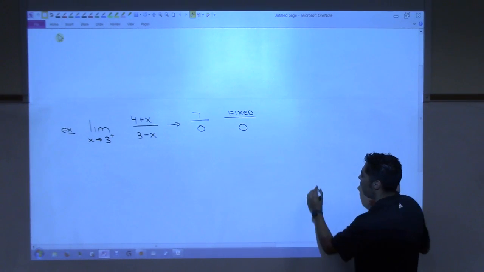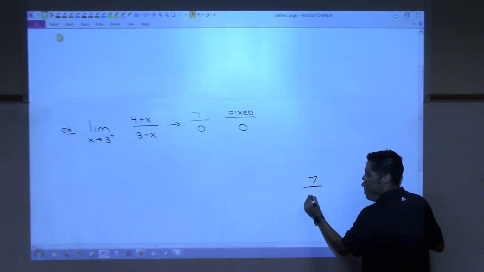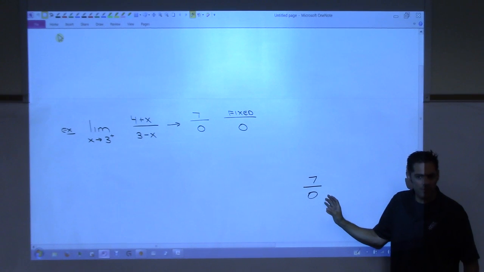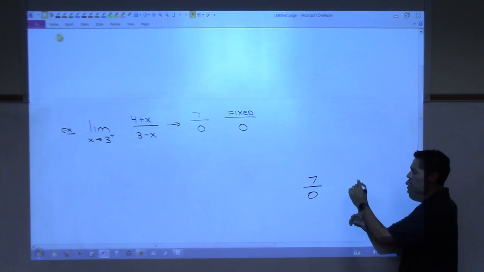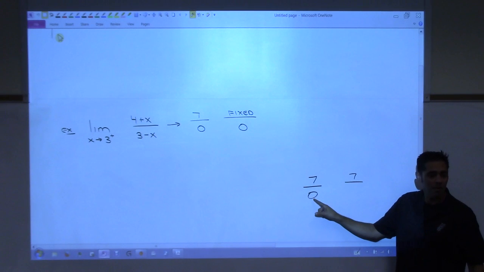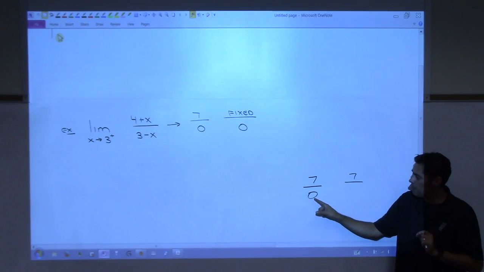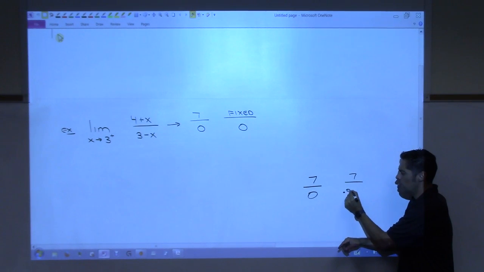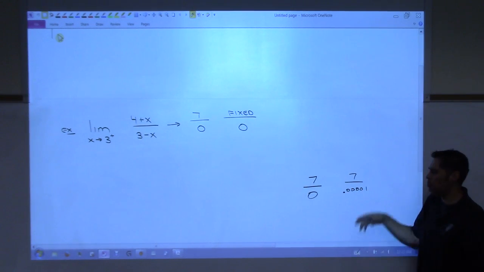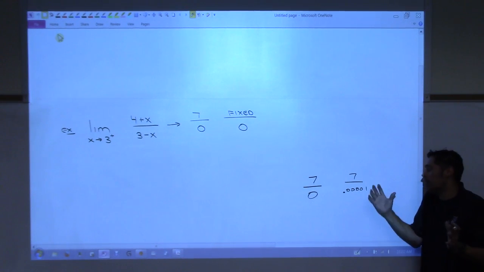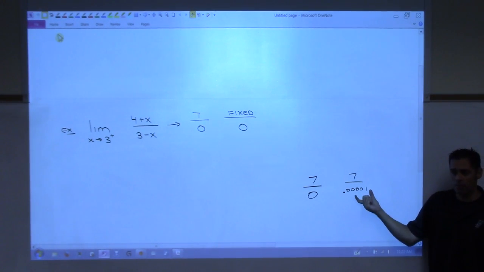With this right here, I have on the top is headed to 7, and the bottom is headed to 0. Let's just think about what would happen with a fraction like this. If you have a number on top, 7, and a number on the bottom that is really small, headed towards 0, something like 0.00001. If you were to do this on your calculator, would this be a very, very small number or a very, very big number? It'd be a very big number, wouldn't it? That'd be a very big positive number, wouldn't it?